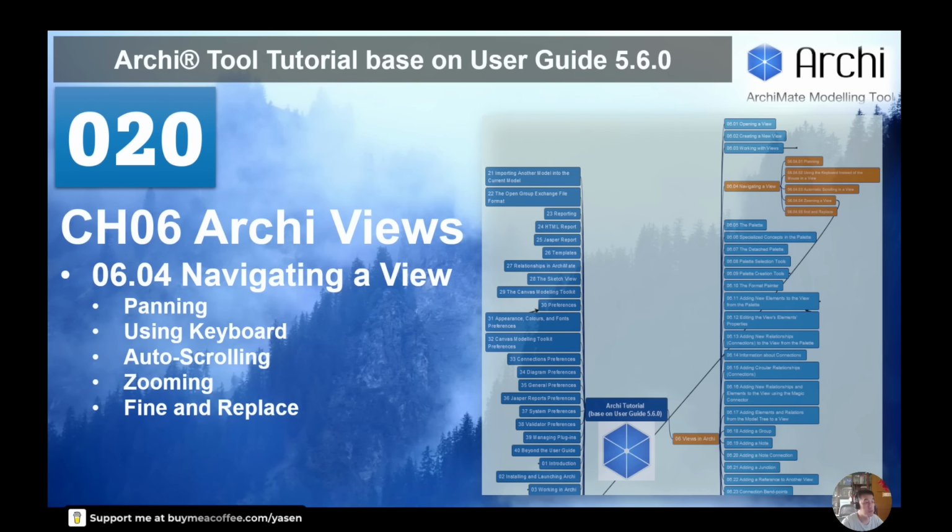Our ArchiMate view. Within section 6.4, there are 5 sub-parts. It includes panning, using the keyboard to control navigation, auto scrolling, zooming, and that is the find and replace. So with that you can find alternative tactics to handle this diagramming or views navigation.